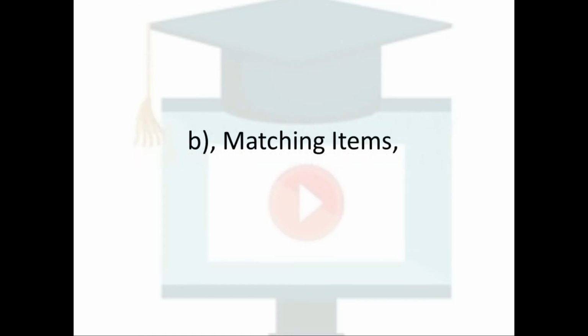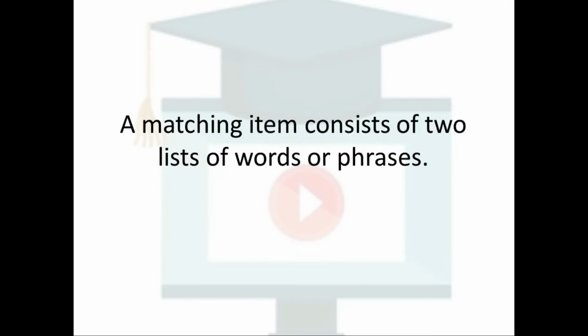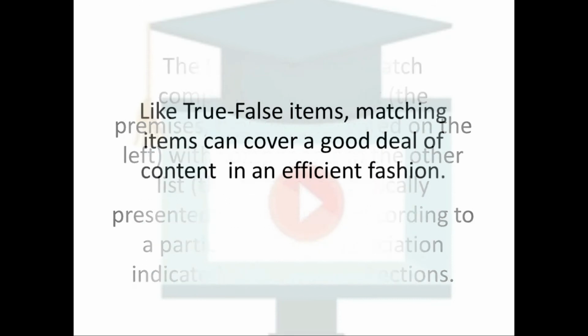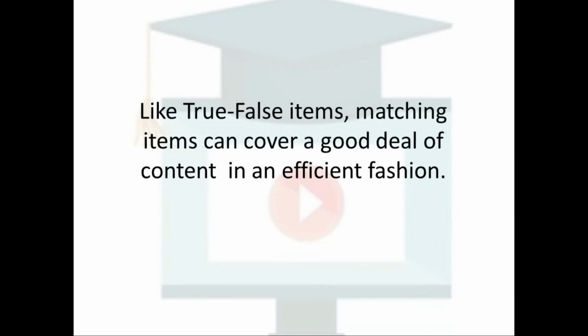B. Matching items. A matching item consists of two lists of words or phrases. The test taker must match components in one list, the premises, typically presented on the left, with components in the other list, the responses, typically presented on the right, according to a particular kind of association indicated in the item's directions. Like true-false items, matching items can cover a good deal of content in an efficient fashion.